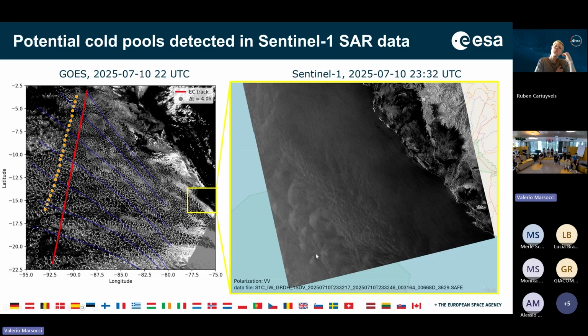Of course, this does not mean that they are really responsible for the cloud breakup, but it gives another piece to the puzzle, and it shows that there are cold pools happening below open cells.